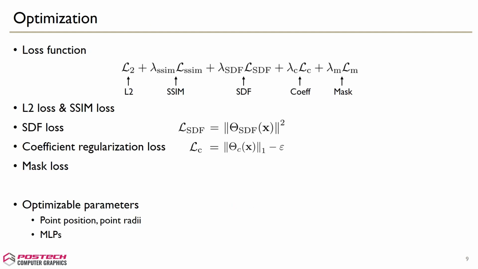We optimize point position, point radius, and MLPs to minimize the following loss functions. L2 loss and SSIM loss are computed between the rendered image and captured image. SDF loss promotes that the zero level set of the SDF lies near the point positions. We also apply specular coefficient loss for diffuse and specular separation. For stable optimization, we employ mask loss to align the rendered mask from the points to the input mask.